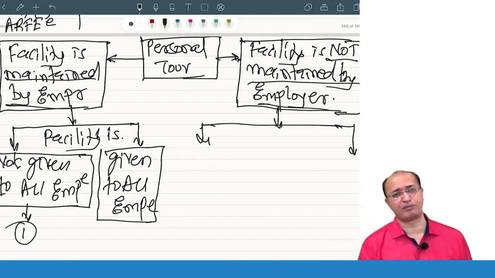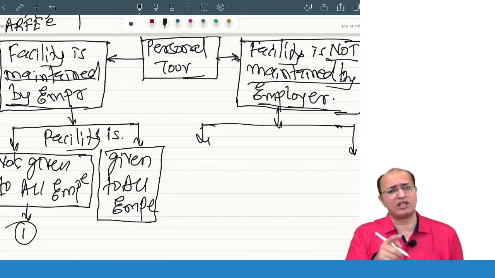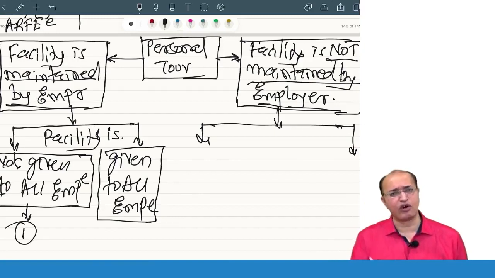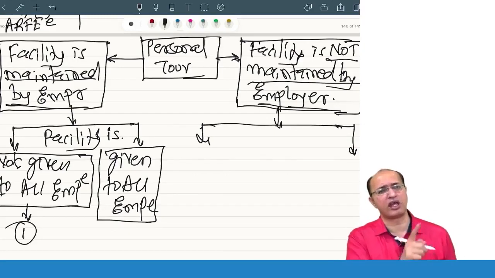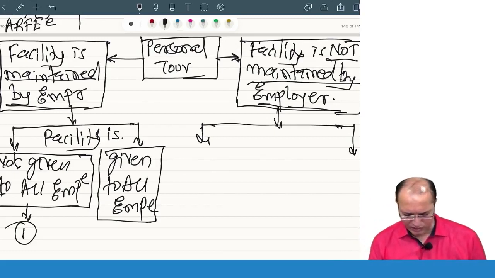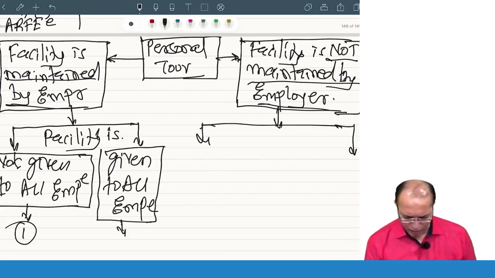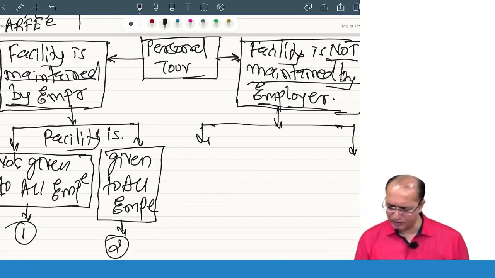But if RBI makes a policy saying that every employee has the right to go to Ooty and stay in the RBI guest house, even the person working as a watchman or security guard in the RBI office can go to Ooty and stay in the RBI guest house. If that is the policy made by RBI, in that case we say that facility is given to all employees. Yes, have you understood the difference very clearly? Point 1, point 2, yes or no?